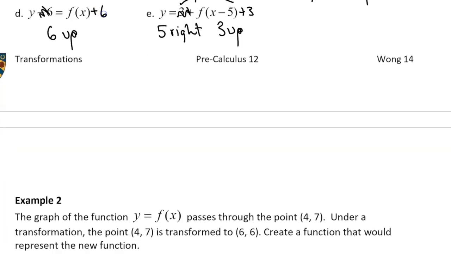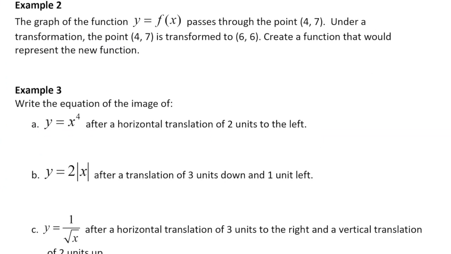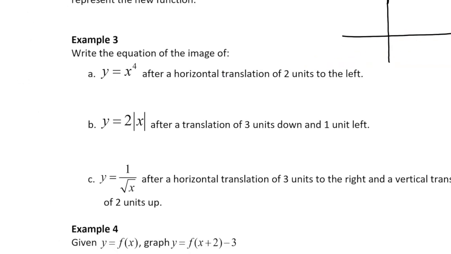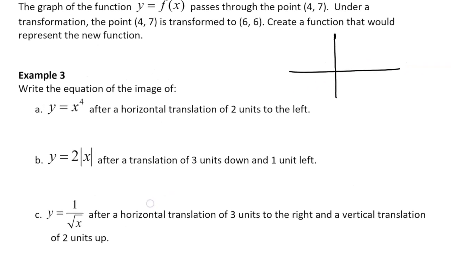Okay, let's look at an additional example. Given the graph y equals f of x passes through the point (4, 7), what would happen when it's transformed to become (6, 6)? Create a function that would represent this new function. Let's do a mini graph right here. So if we have the point (4, 7) right here, and it's going to become (6, 6) somewhere right here.